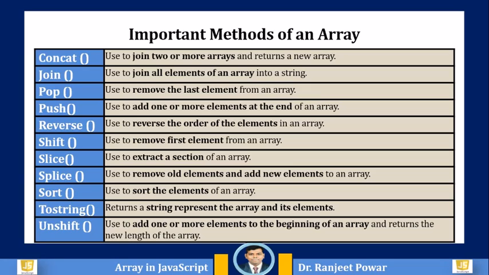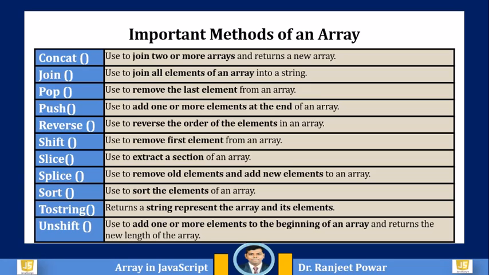Then the next is toString. The toString method is used to convert an array and its elements, separated by commas, to a string. Means the toString method returns all the array elements as a single string.